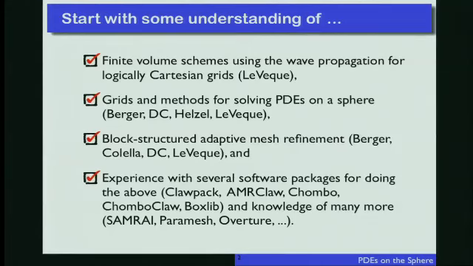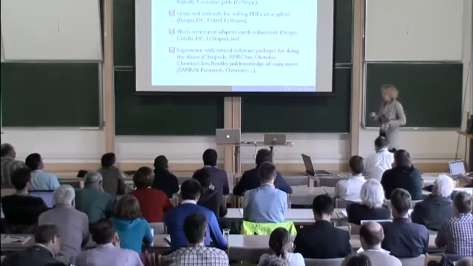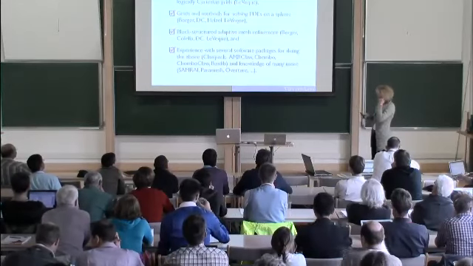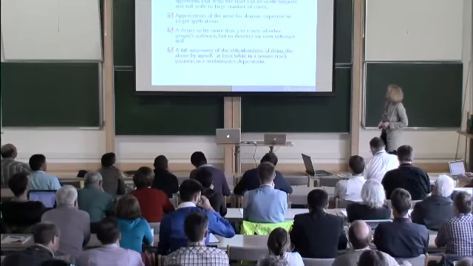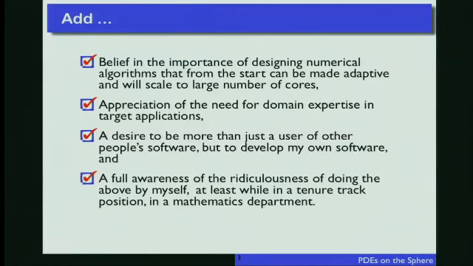And then I've had experience with lots of software packages for doing the above: ClawPack, developed by Randy LeVeque, AMRClaw, Chombo, BoxLib, lots of these libraries, and many more. I actually maintain a website of several software packages for doing adaptive block structured AMR. And then I add to this a belief that if you're going to be in the business of designing numerical schemes in the 21st century, you should start with some idea of how you're going to adapt your scheme and how it will scale to large numbers of cores.